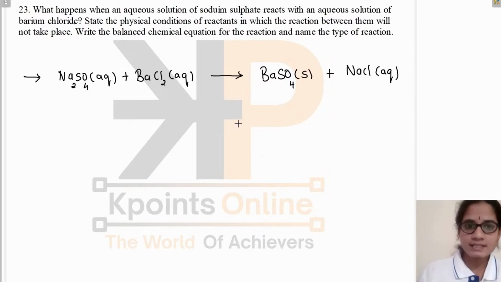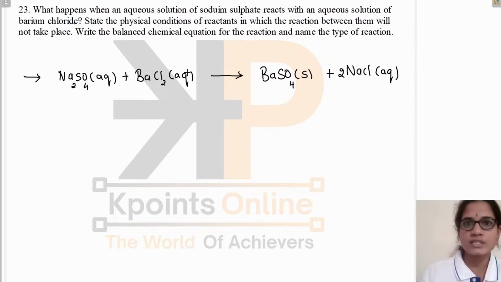Also we have to balance the equation right here too, to balance the chlorine atoms. Now sodium atoms are balanced, chlorine atoms are also balanced. What about sulfate? Yes, it is also balanced. Okay. We have mentioned the physical conditions.